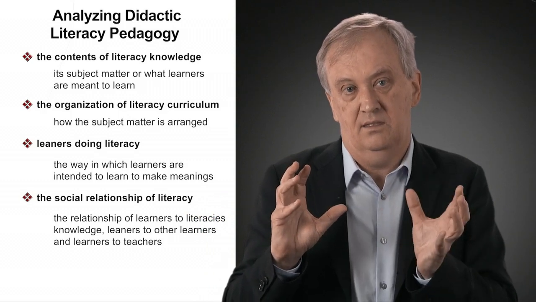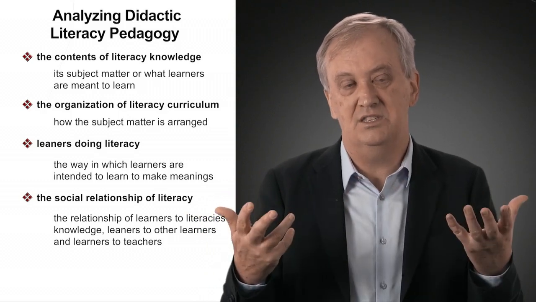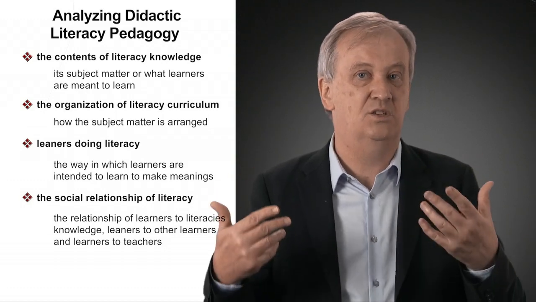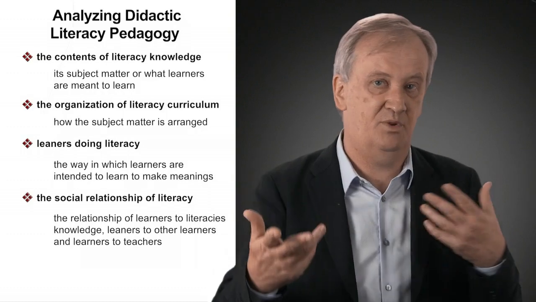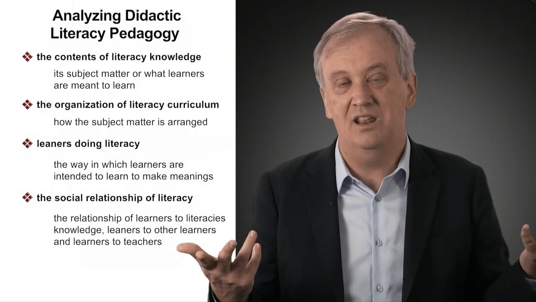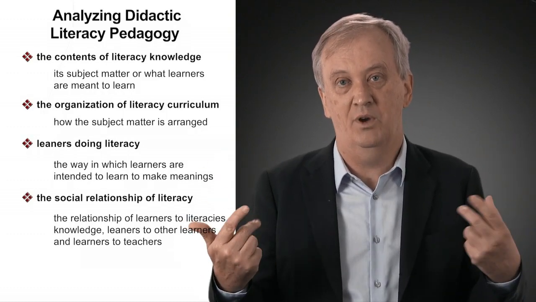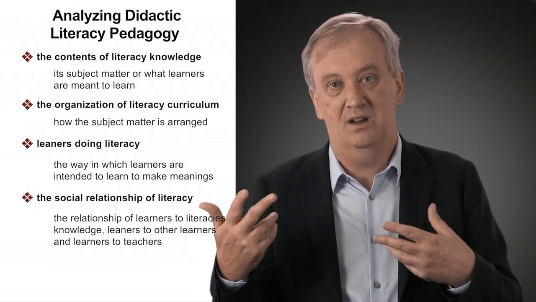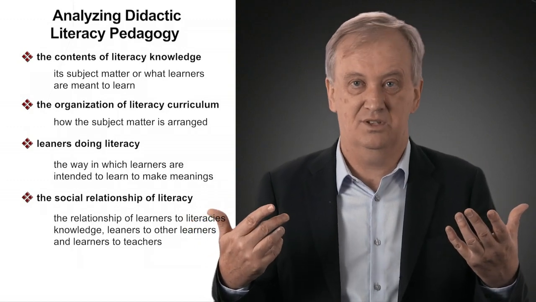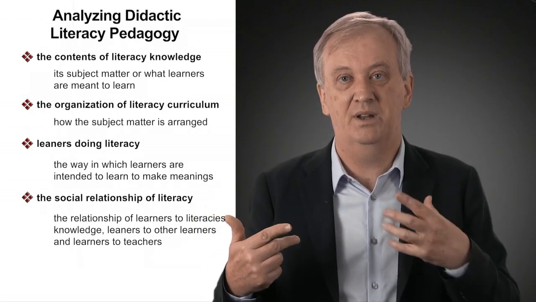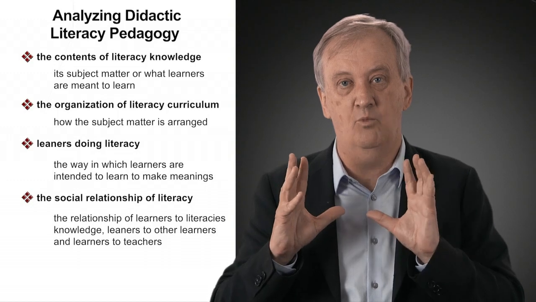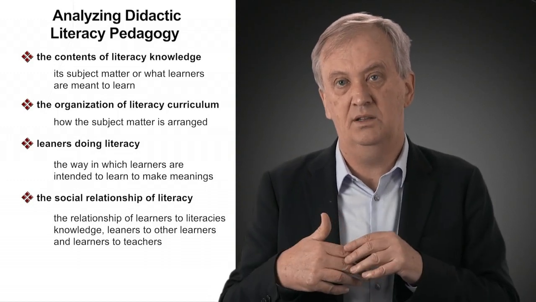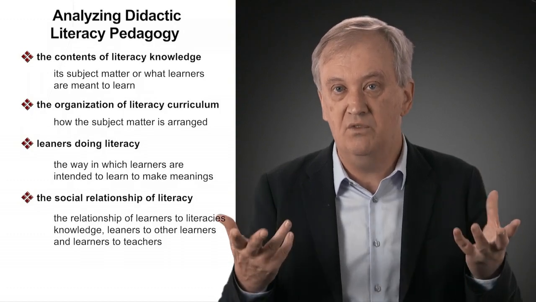The second thing in this issue of the contents of literacy knowledge is we learn correct forms of usage. There's one set of spellings, there's one set of pronunciations, there's one standard English, and that's what we're going to learn. Now, in fact, out there in the world, there are all sorts of dialects, there are all sorts of variations, but we're going to bracket them all aside in order to learn one standard version of the language.